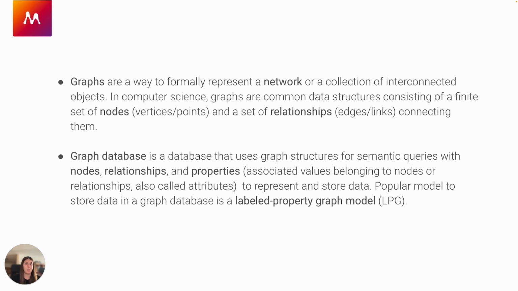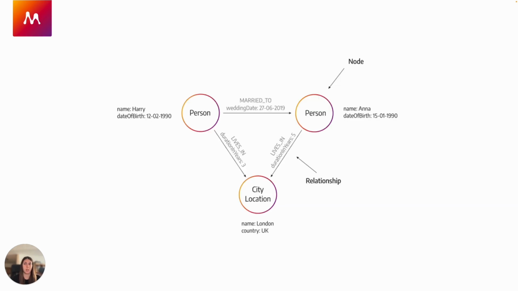A graph database, on the other hand, is a database that uses graph structures for semantic queries with nodes, relationships, and properties. These properties are associated values belonging to nodes or relationships, and they are also called attributes. These nodes, relationships, and properties are used to represent and store data. A popular model to store this data in a graph database is called the label property graph model. So let me first explain what this model consists of.